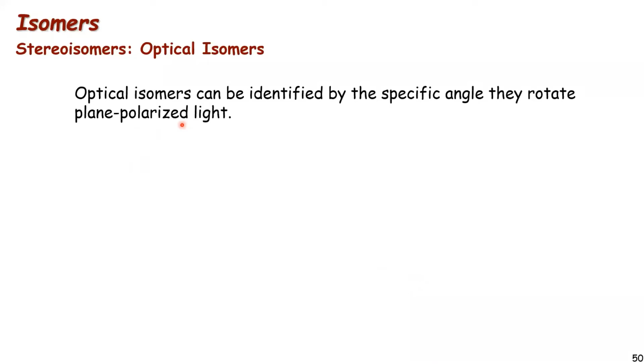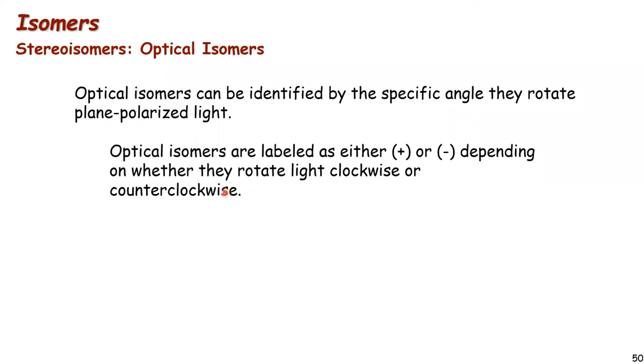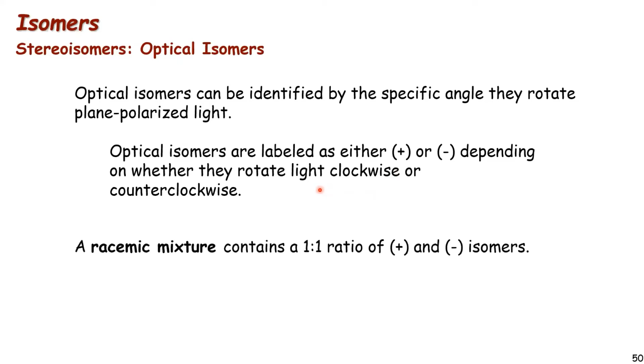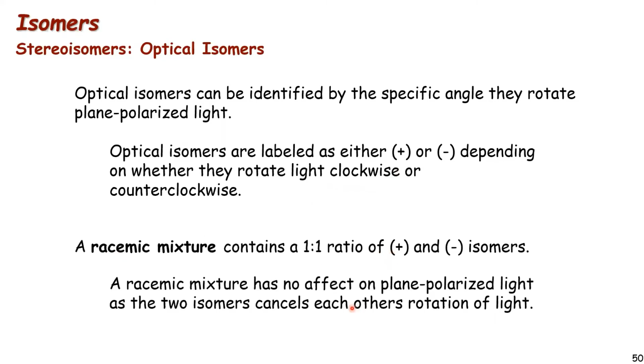So optical isomers, again, can be identified by the specific angle with which they rotate plane polarized light. We're going to label optical isomers as either plus, minus, or sometimes R and L. In fact, there are other ways that optical isomers are denoted, as you'll learn in organic chemistry. A racemic mixture, like I said, contains a 1-to-1 ratio of both the plus and minus isomers. And finally, a racemic mixture has no effect on plane polarized light, again, because the isomers are basically canceling out the rotation of one another.